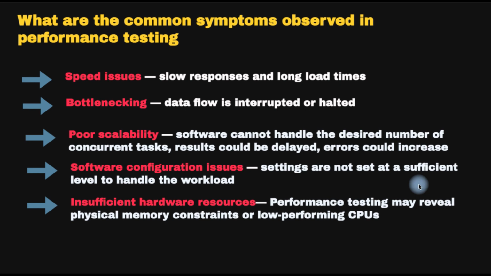Insufficient hardware resources: performance testing may reveal physical memory constraints or low performing CPUs. Let's suppose you don't have a performance environment like your production environment. The key rule of thumb for performance testing is that you need an environment exactly the same as production. If you don't have it, you can run into insufficient hardware resources, which can lead to a performance issue. While running a performance test, you need to keenly observe these points: speed issues, bottleneck, poor scalability, software configuration issue, and insufficient hardware resources.